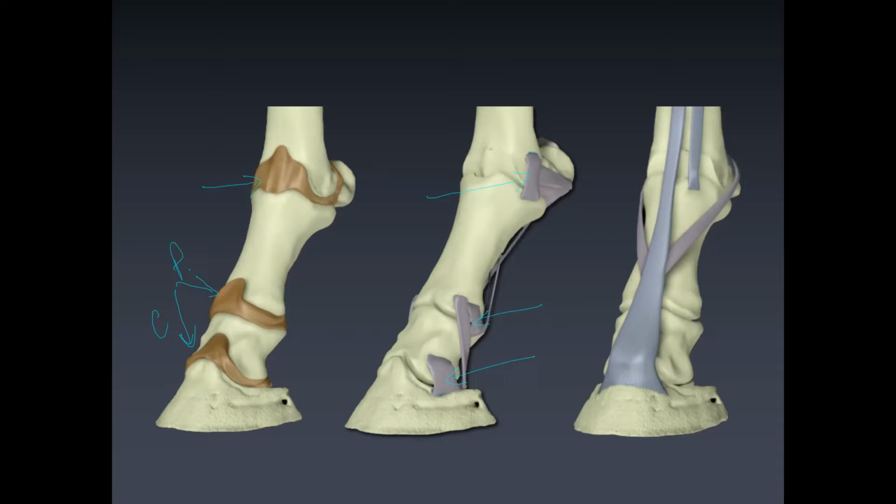There happen to be really 4 main tendons and the suspensory ligament in the bottom end of the leg. In the front leg, this would be the common digital extensor tendon, and this one here is the lateral digital extensor tendon. There are 2 flexor tendons on the back side of the leg: the deep digital flexor and the superficial digital flexor. And then there's the branches of the suspensory ligament.